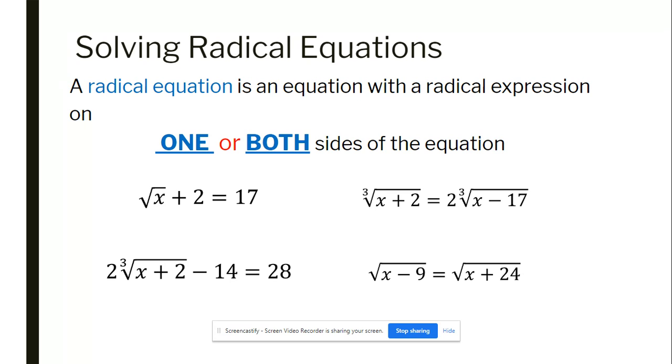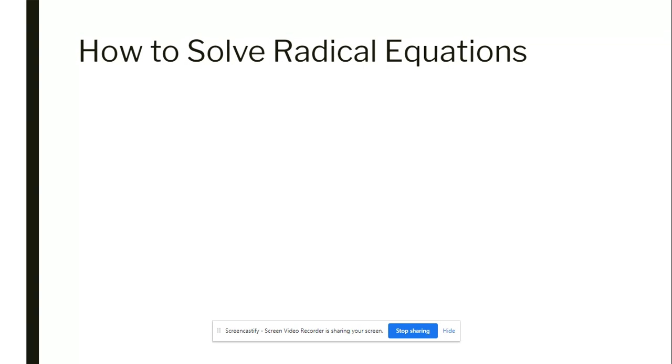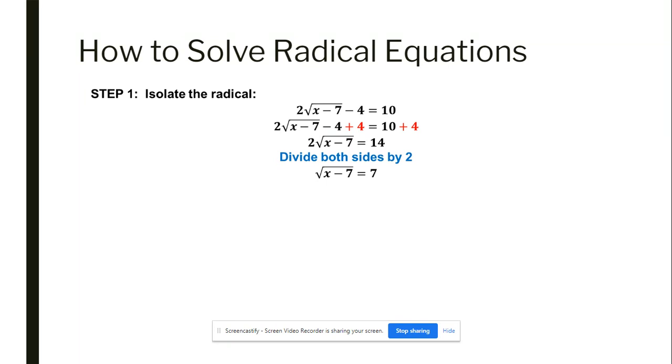And although we're not going to, at this time, solve anything other than square root or cube root equations, you could, using these exact same steps, solve any kind of radical equation. For example, something to the fifth root. Okay, so let's get right into it. Here is your first example.